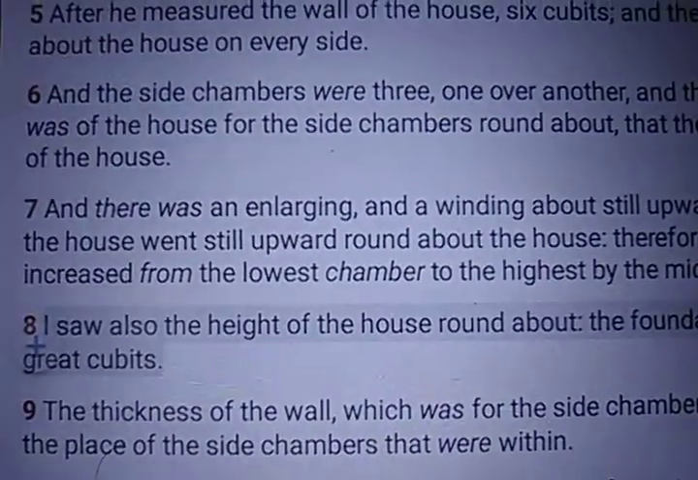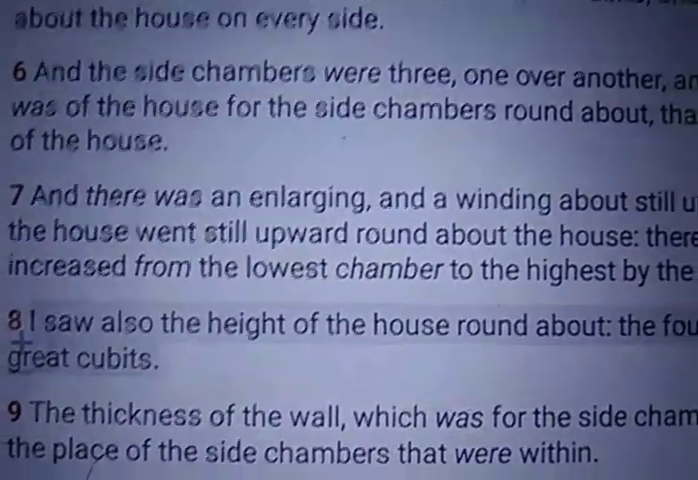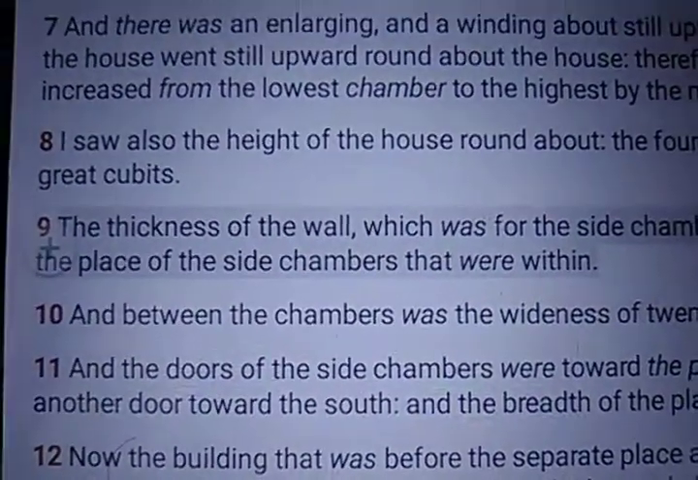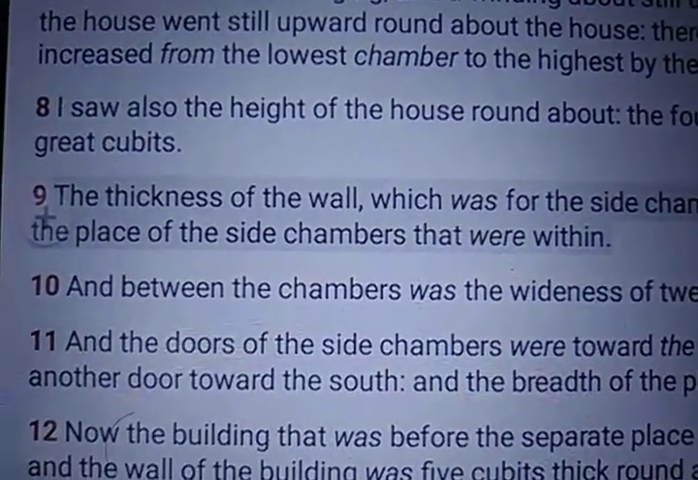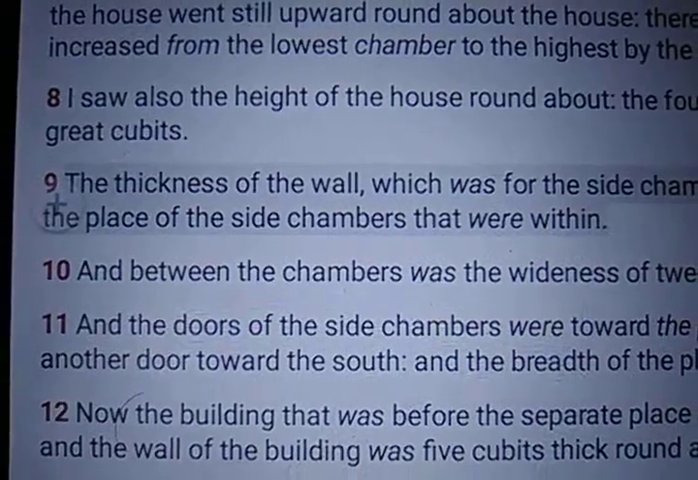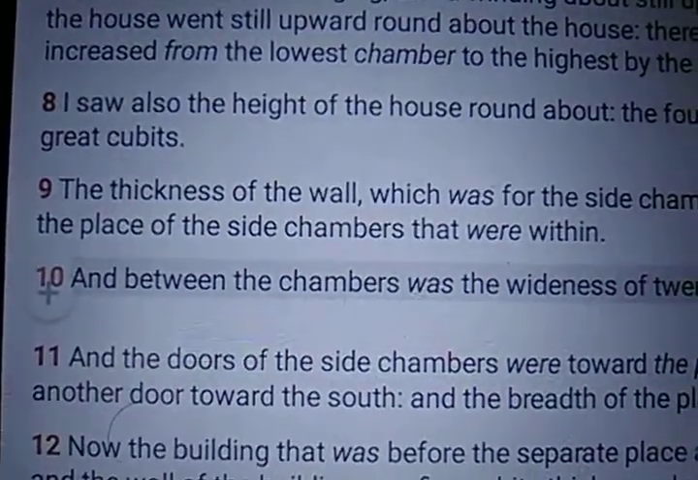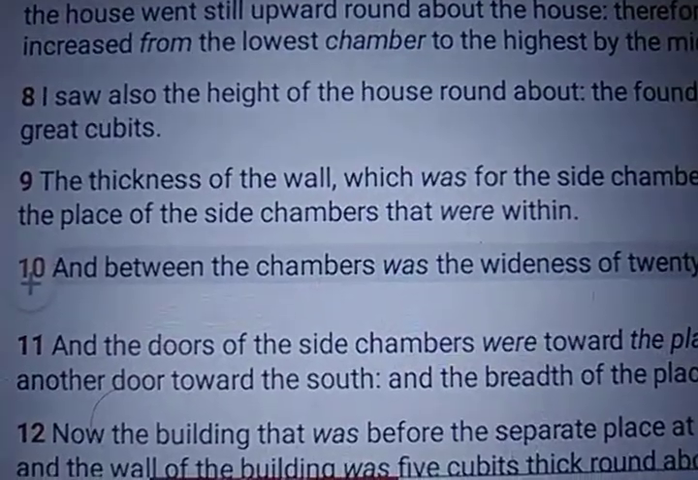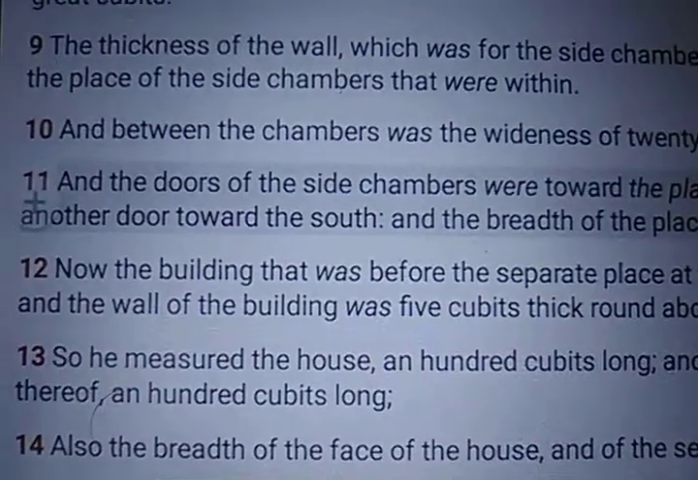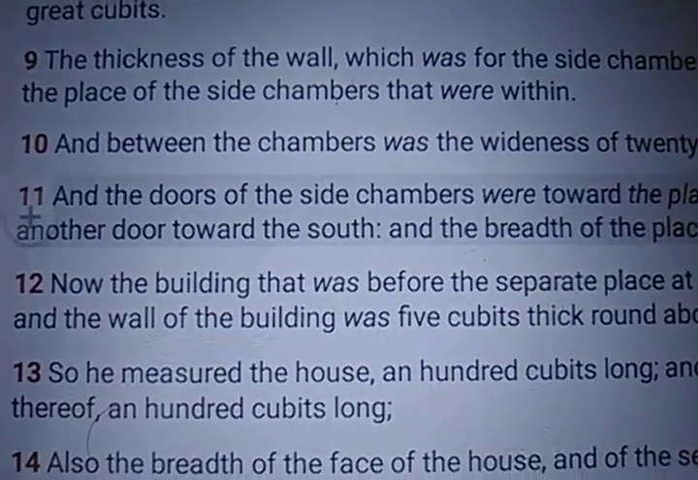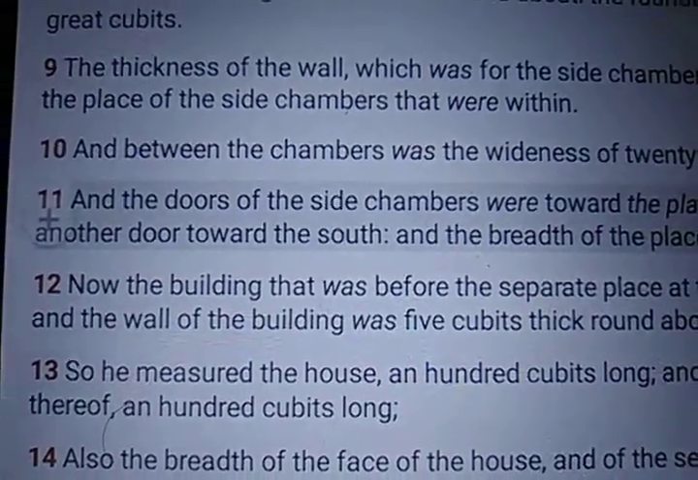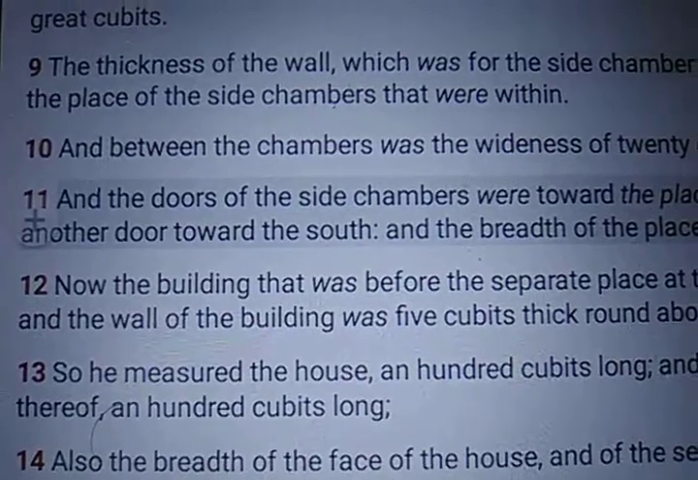The foundations of the side chambers were a full reed of 6 great cubits. The thickness of the wall, which was for the side chamber without, was 5 cubits, and that which was left was the place of the side chambers that were within. And between the chambers was the wideness of 20 cubits round about the house on every side. And the doors of the side chambers were toward the place that was left, one door toward the north, and another door toward the south, and the breadth of the place that was left was 5 cubits round about.